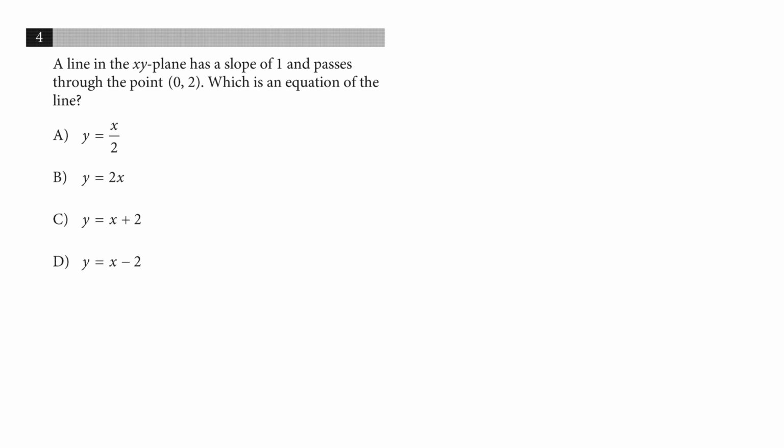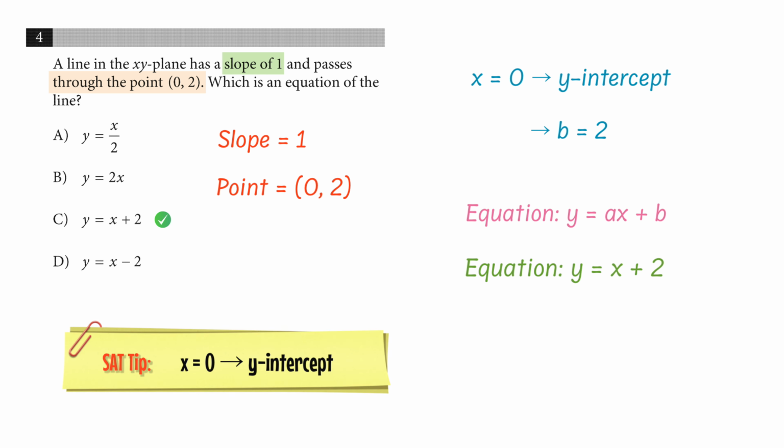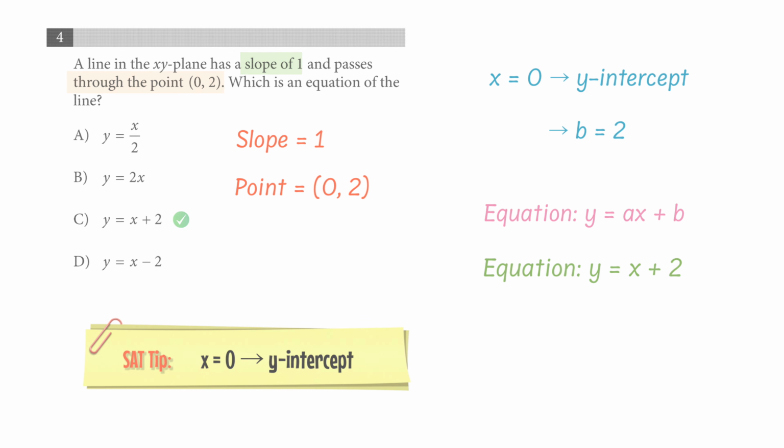All right, now let's shift from equations to lines. Here we're told that a line has slope 1 and passes through the point (0, 2). That point immediately tells us something important. Because the x-coordinate is 0, the point sits on the y-axis, which means 2 is the y-intercept. So we already know the line must look like y equals x plus b, and since the intercept is 2, the equation becomes y equals x plus 2. Slope 1, intercept 2. Everything fits.